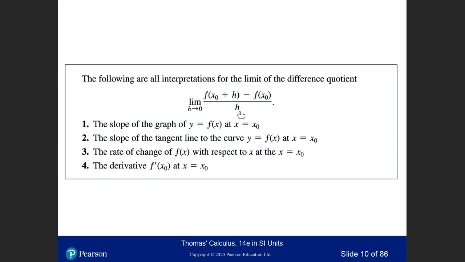If h is not 0, that's the average rate of change. But when you take the limit as h goes to 0, you get instantaneous rate of change of the function at x equal to 0. And it's equal to the derivative of f at x equal to 0. All these things are the same.